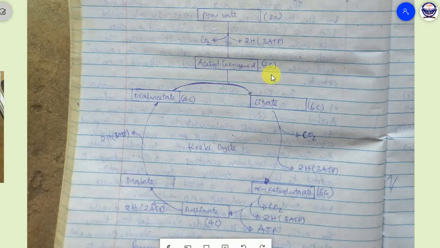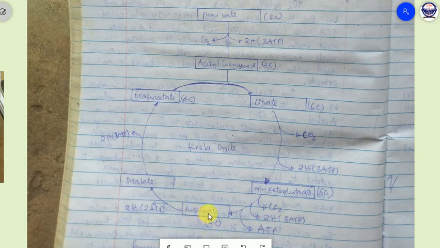Acetyl coenzyme A ni 2 carbon, anaungana na 4 carbon kutengeneza 6 carbon citrate. Tuna remove carbon dioxide, tuna remove 2 hydrogen which is equivalent to 3 ATP. Hapa maana yake naye carry ni NAD. Then tunaenda kuform alpha ketoglutarate which is 5 carbon. Tuna remove carbon dioxide, tuna remove 2 hydrogen, tuna remove 1 ATP. Hii inakuwa carried by NAD, tunapata succinate which is 4 carbon.